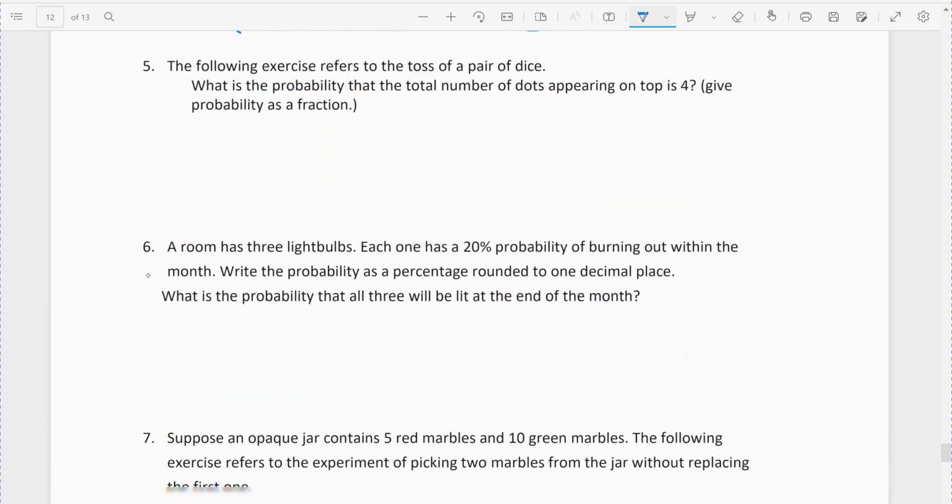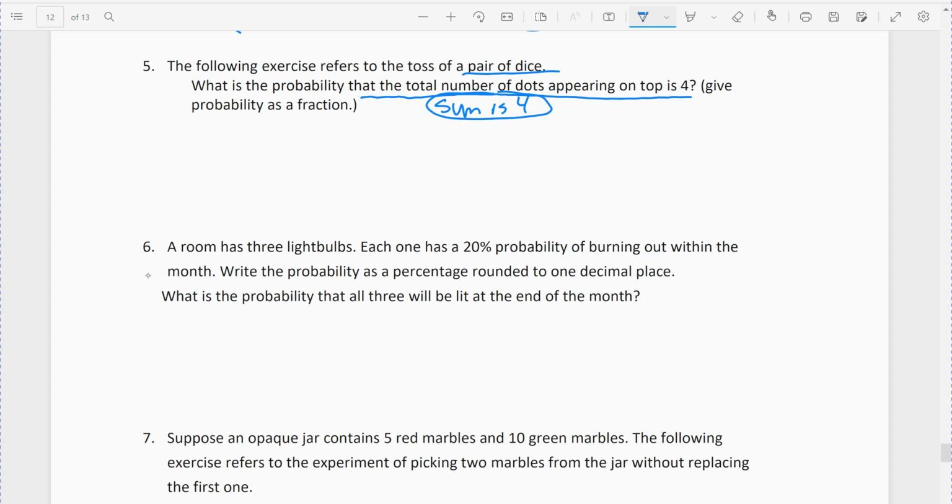Alright, the following exercise refers to the tossing of a pair of dice, which we did earlier in the chapter. What's the probability of the total number of dots? So this is somewhat, I was kind of alluding to this before, this is a sum. It's just a weird way for them to say sum. The total number of dots appearing on the top is 4. So they're adding them up, and so that means the sum is 4.